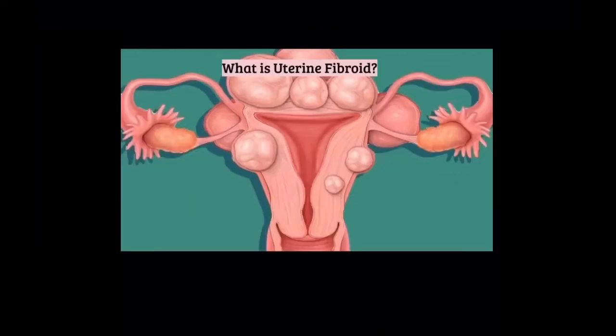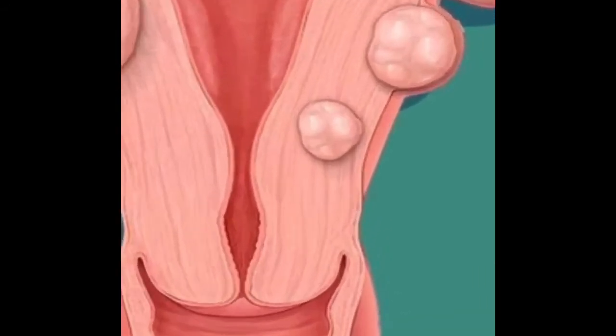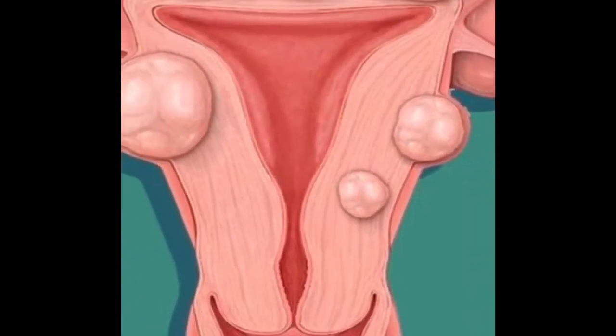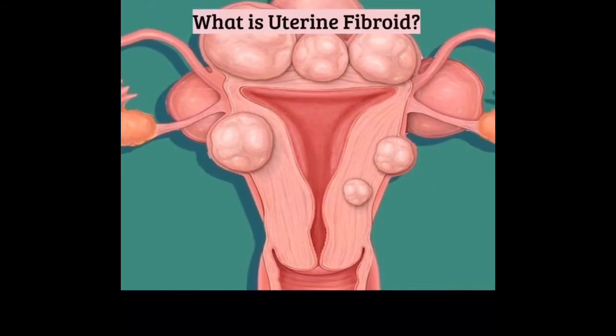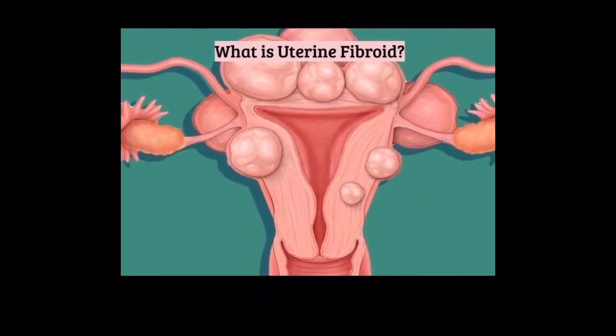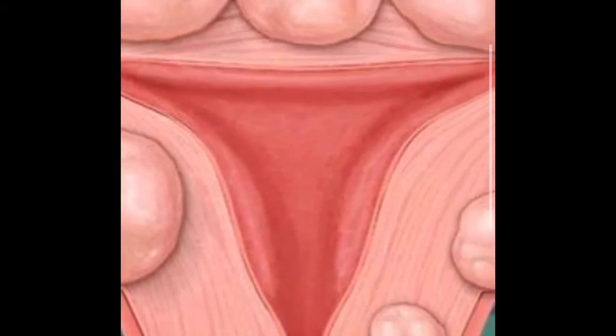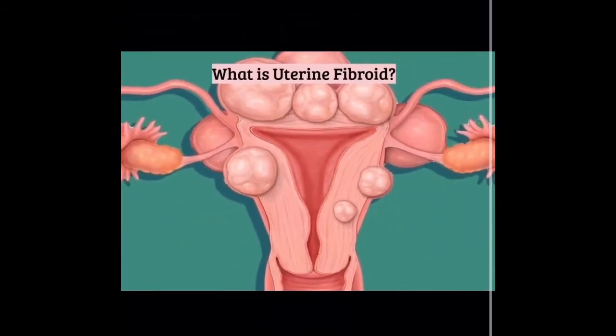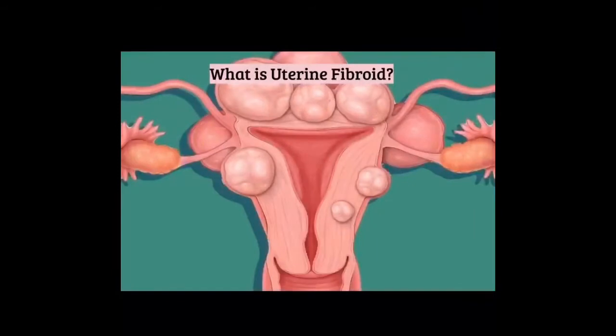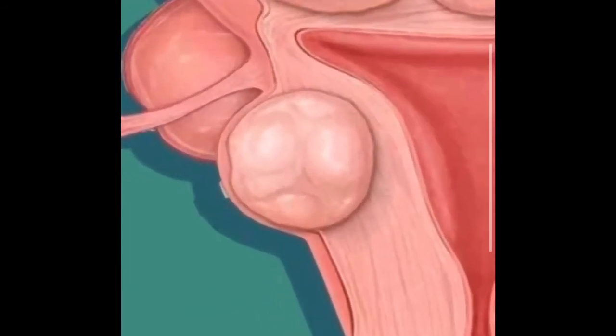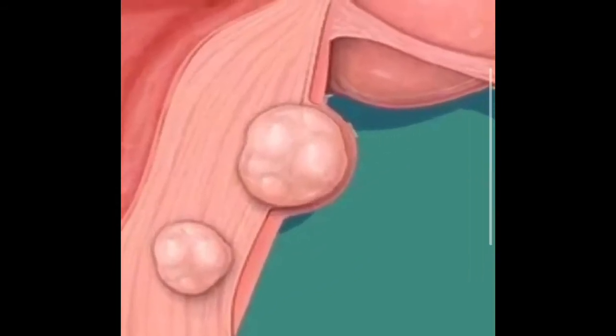So, intramural fibroids are located right here. And then we have submucosal. This picture doesn't show submucosal fibroids, but you would see them protruding right here and on this area of the uterus wall. There's also subserosal. The picture shows two of them here, one right here, and then another right here.